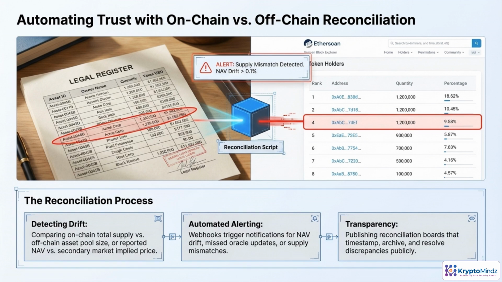Reconciliation is where RWAs either earn or lose investor trust. In practice, you're constantly comparing two ledgers: the legal register of who owns what off-chain and the token ledger on-chain. A reconciliation script runs on a schedule, pulls both datasets, and flags any drift in supply, NAV, or holder balances. From there, you wire alerts into Discord, email, or dashboards and publish a public reconciliation log so anyone can verify when issues appeared and how they were resolved.